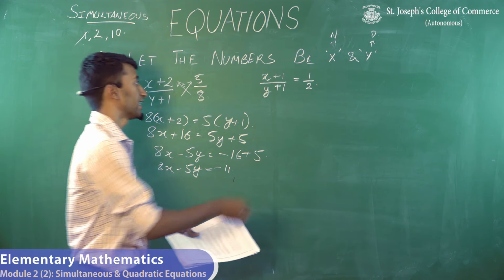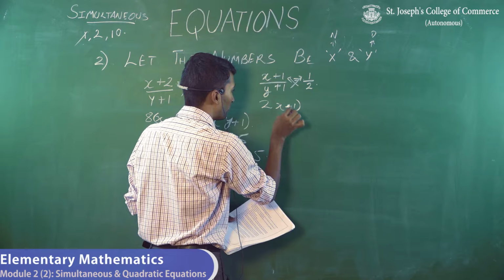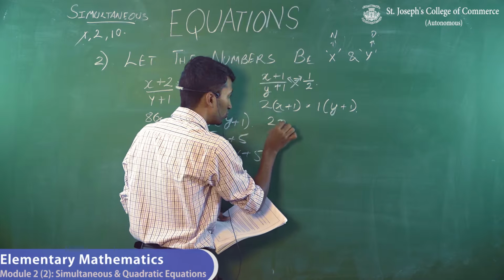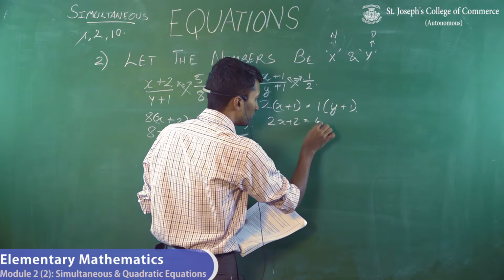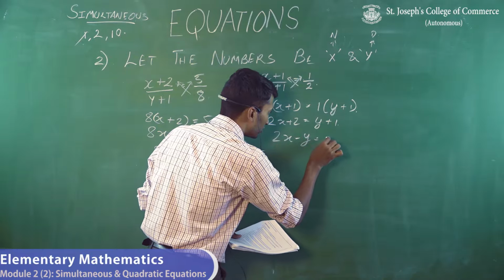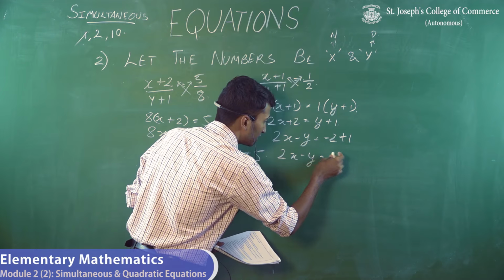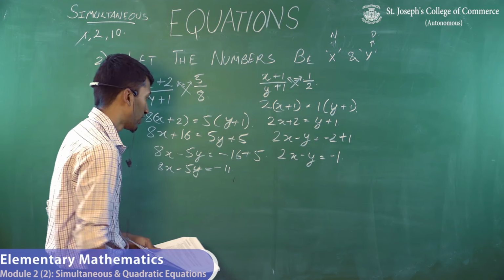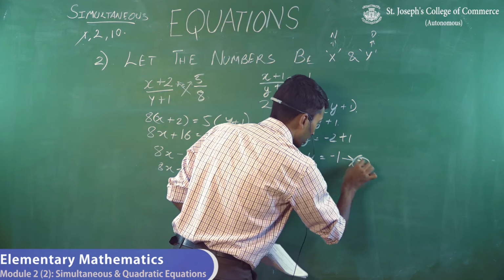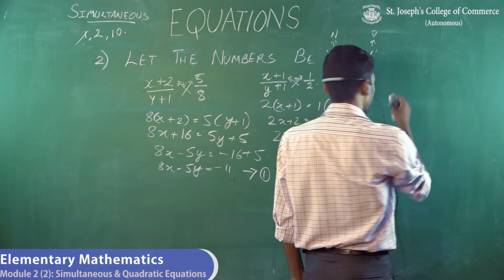So what we do here is, again, we cross multiply to get the second equation. That would be 2 into x plus 1 is equal to 1 into y plus 1. So 2x plus 2 is equal to y plus 1. Here too, take the variables on one side and the constants on the other side. That would be 2x minus y is equal to minus 1. So you have your first equation here, and this is your second equation. As you've got the two equations, all you have to do is solve them simultaneously to arrive at the answer.